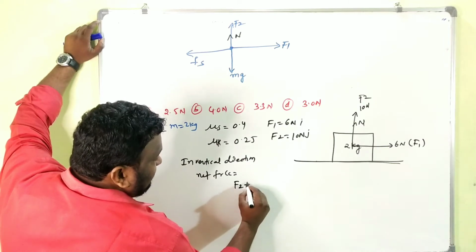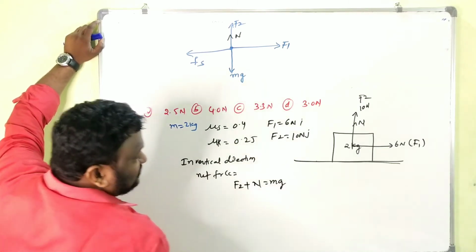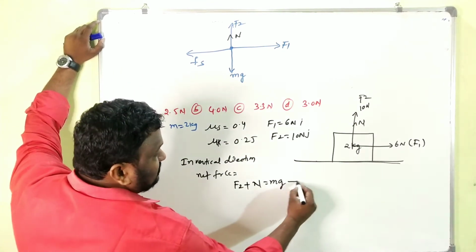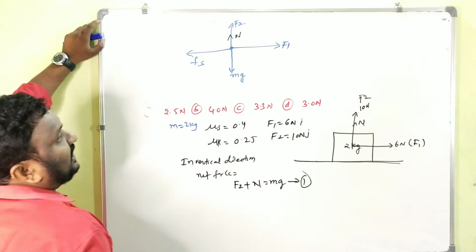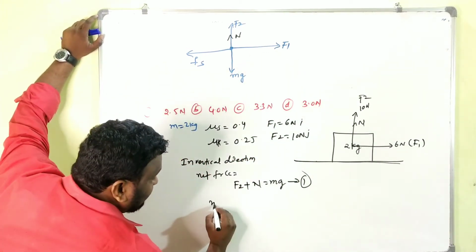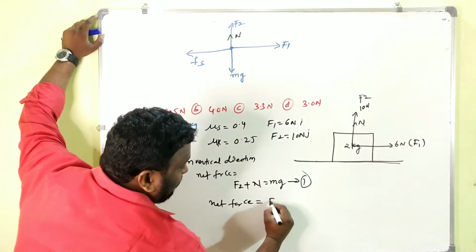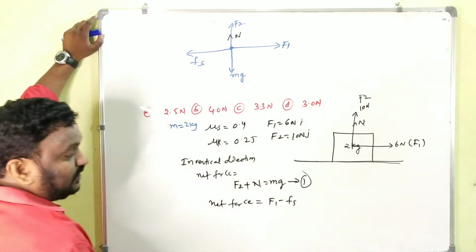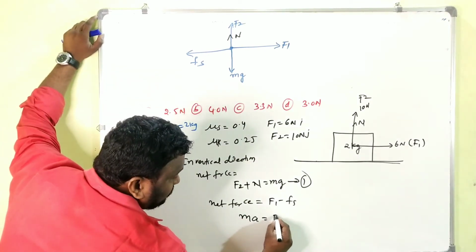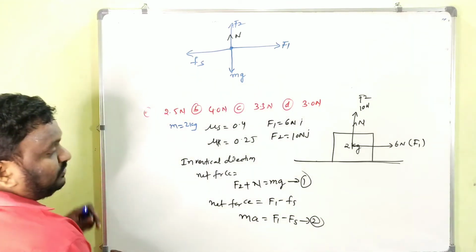F2 plus N is equal to mg. F2 plus N is equal to mg. This is equation number 1. And the next thing is, this is F1 and this is Fs. Then in this case, in the horizontal direction, net force is F1 minus Fs, and net force you have to write as ma is equal to F1 minus Fs. This is equation number 2.